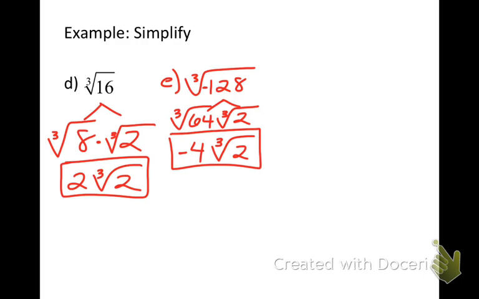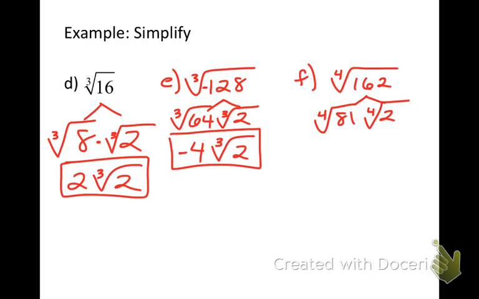All right, how about a fourth root? Let's do the fourth root of 162. Which perfect fourth goes in? 81 times 2. So now I'm going to do the fourth root of 81 and a fourth root of 2. The fourth root of 81 is 3, and you're left with a fourth root of 2.